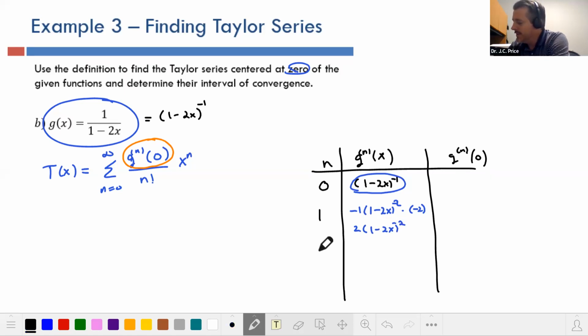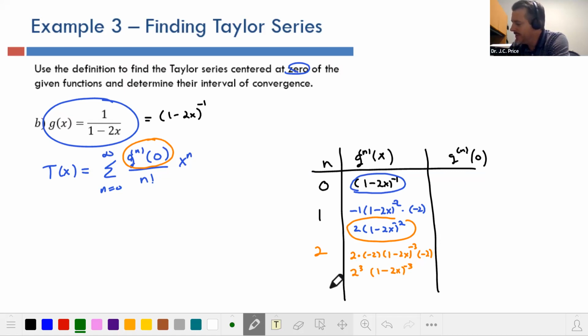And now let's do that again. So let's do this next derivative. So we'll take a derivative of this guy here. So now the negative 2 is going to fall down. We're going to get 2 times a negative 2, 1 minus 2x to the negative 3 now, and then times the derivative inside, which is a negative 2. And so what's that going to equal? Well, we're going to get 2 times 2 times 2 again here. So we're going to get what? 2 cubed times 1 minus 2x to the negative 3.